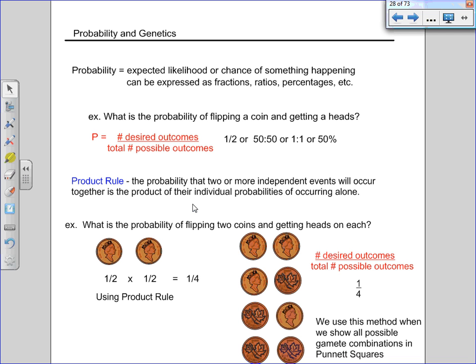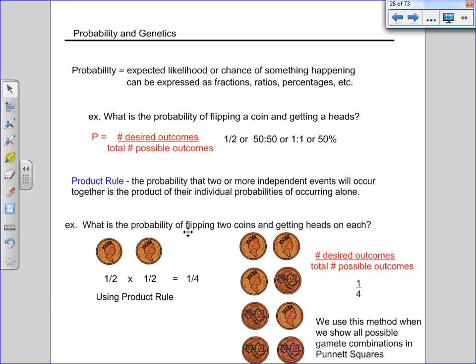Okay, so this one was based on probability, and this was just a slide to review how we look at probability. So what's the probability of flipping a coin and getting a heads? We could look at it in terms of fractions. We look at the number of desired outcomes over the total possible outcomes. So if you wanted to flip a coin and get heads, then your chances are 1 out of 2. So 1 is your desired heads out of 2 possibilities, heads or tails. You could write that as 50 to 50 or 1 to 1 or even 50%, expressed as a percentage.